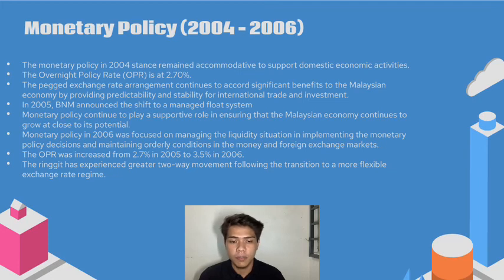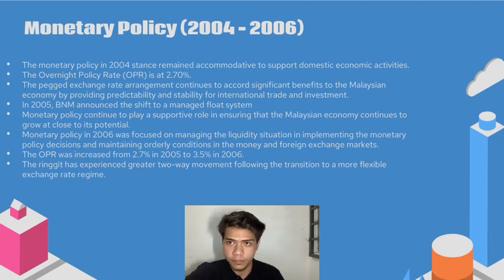Monetary policy implementation throughout 2006 was focused on managing the liquidity situation in implementing the monetary policy decisions and maintaining orderly conditions in the money and foreign exchange market. The OPR was increased from 2.7% in 2005 to 3.5% in 2006. In terms of exchange rate, the ringgit has experienced a greater two-way movement following the transition to a more flexible exchange rate regime.